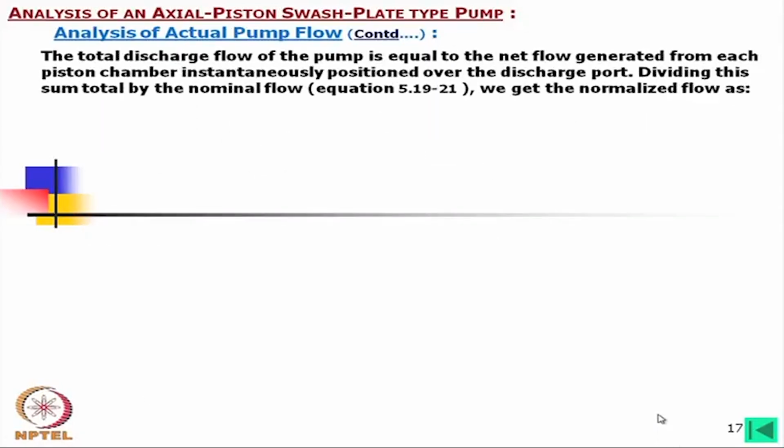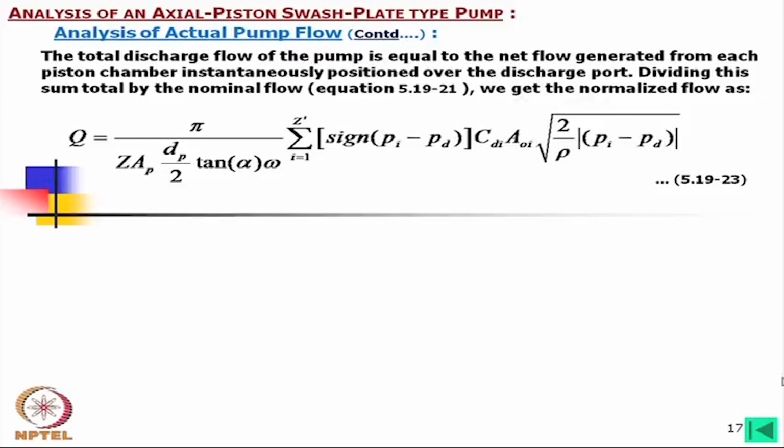The total discharge flow of the pump is equal to the net flow generated from each piston chamber instantaneously positioned over the discharge port. Dividing this sum total by the nominal flow, we get the normalized flow. In this case we have considered the elaborate equations, and this is now coming in this form.